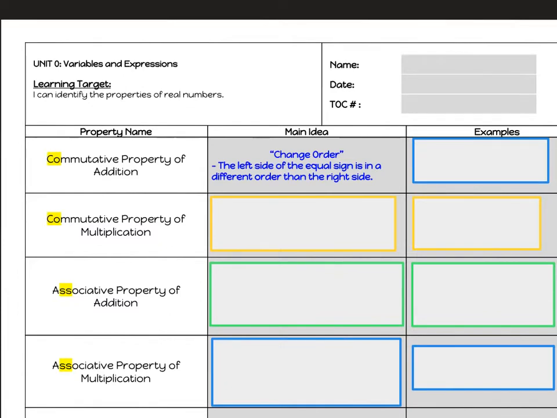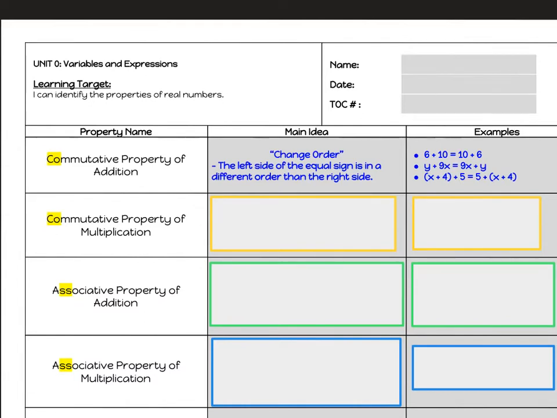And so when dealing with addition, if the left side of the equal sign is in a different order than the right side, then that is completely fine. And so I have 3 examples of that for you, and they get more difficult with each example. So go ahead and look through those and copy them down. And as you can see, since we're using that addition sign, both sides of the equal sign are equal to one another. The commutative property also applies to multiplication.